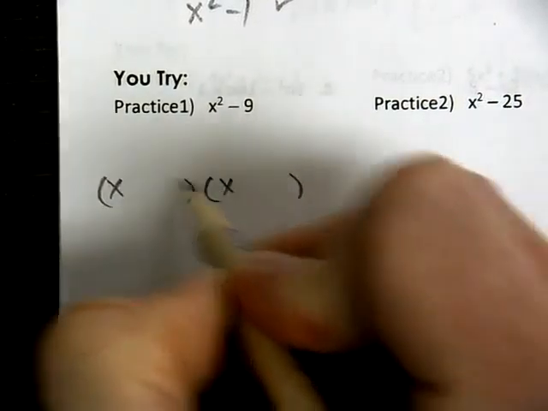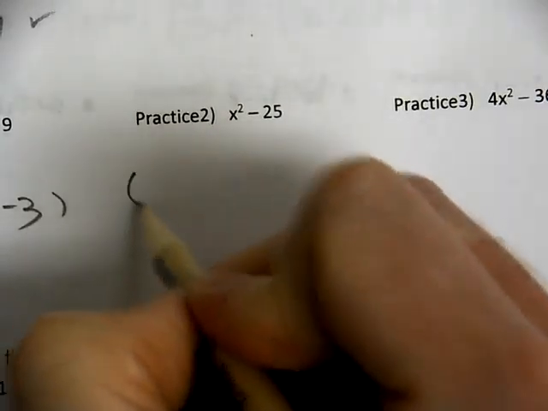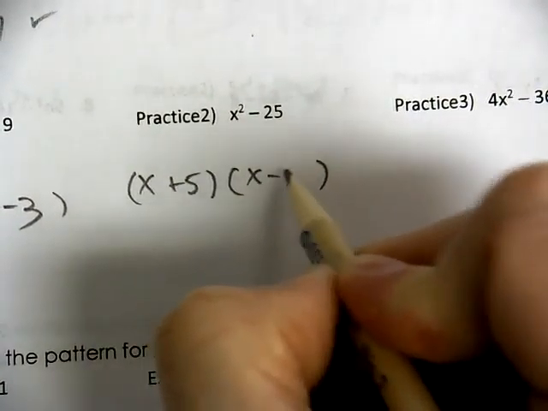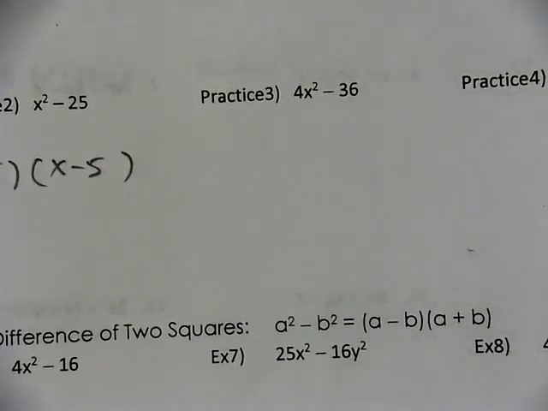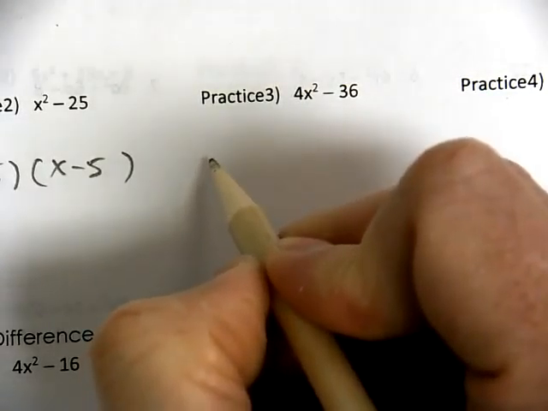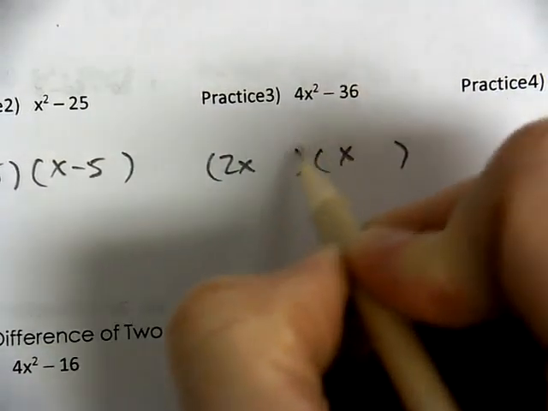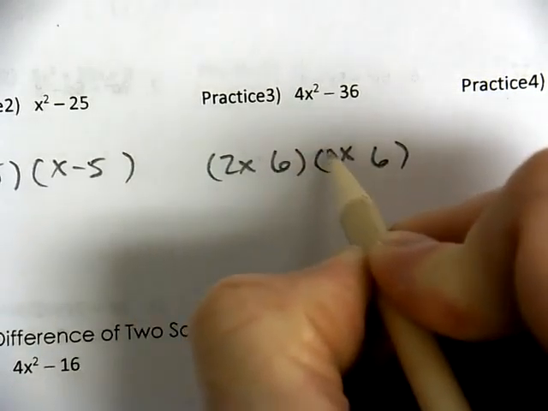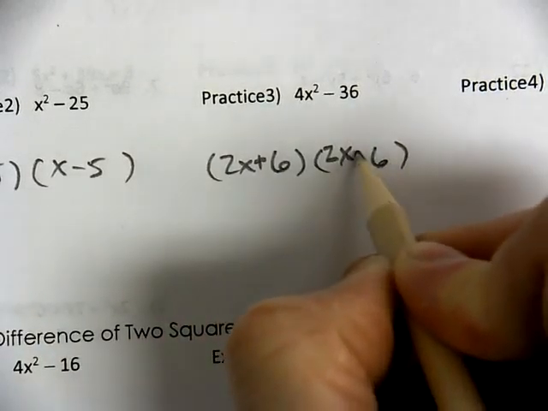Here you would have gotten x and x, plus 3 and minus 3. x and x, plus 5 and minus 5. 2x and 2x, 6 and 6. They have to be exactly the same, so we're going to have a plus and a minus.